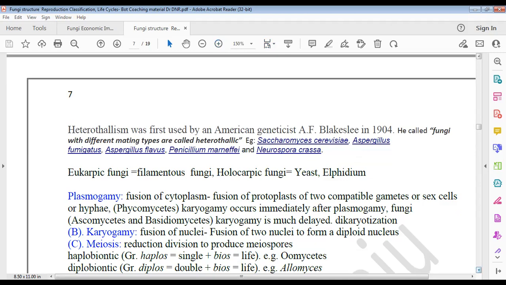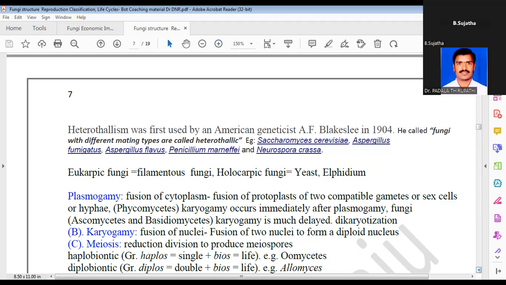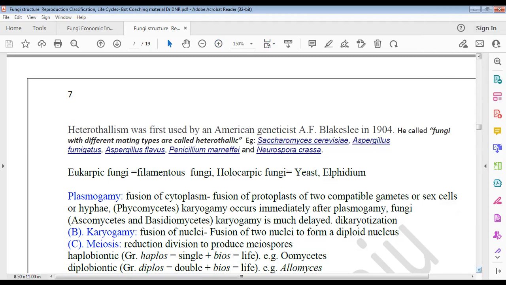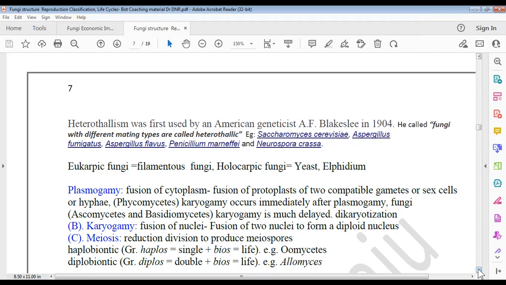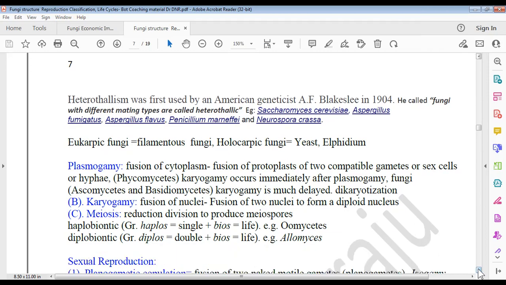All the heterothallic fungi are unisexual. That means dioecious. Dioecious. Oecious means house, two different houses. Oikos, oecos. You know the word ecology; that is where it came from. Oikos means house.